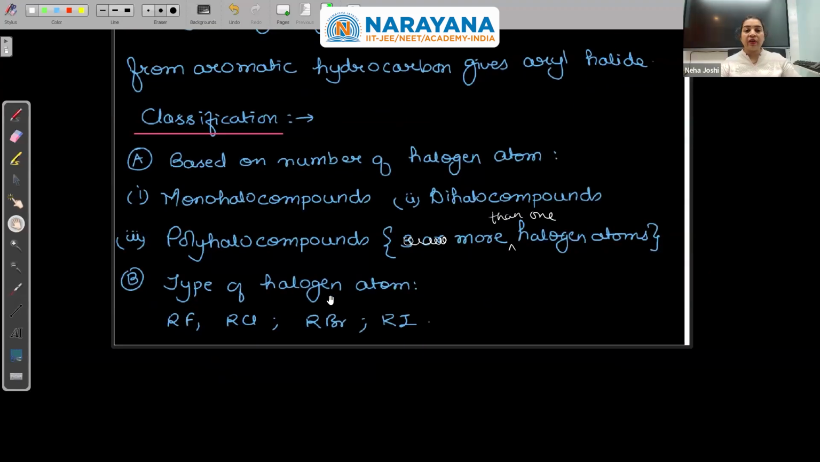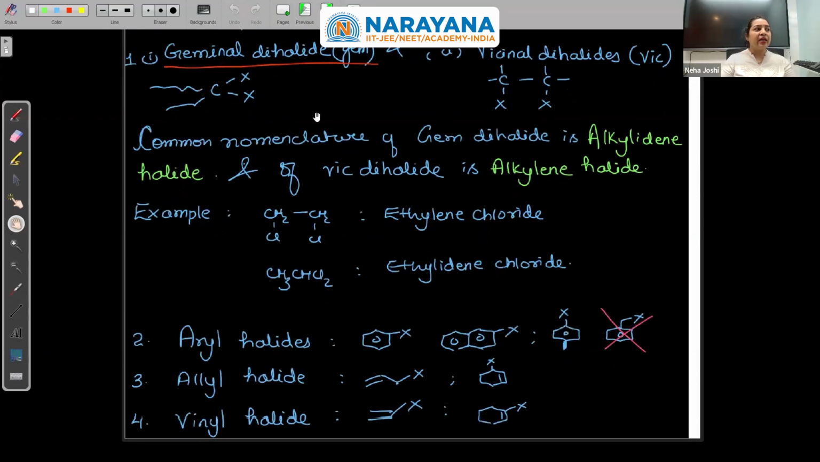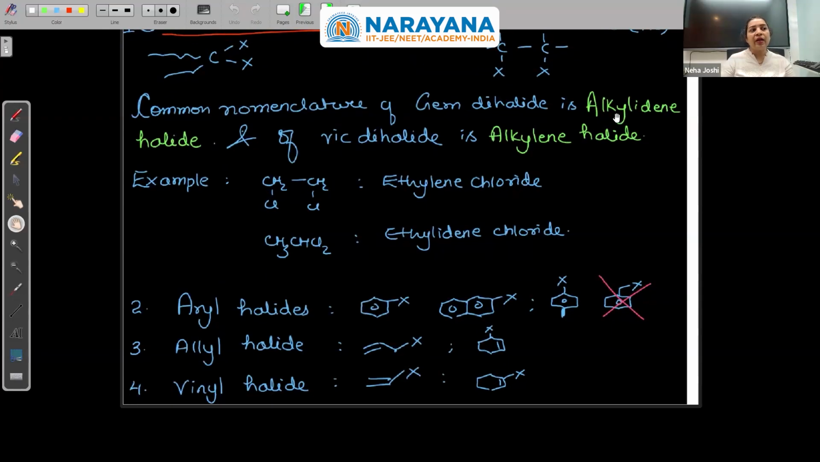Okay, then based on the type of halogen we have classification: alkyl fluoride, alkyl chloride, alkyl bromide, alkyl iodide. Some important terms that we'll be using, and names may also be required, like geminal dihalide. If I have two halogens on the same carbon, it is called geminal dihalide or gem dihalide. Vicinal dihalide: when the two halogens are on adjacent carbons. The common nomenclature of gem dihalide is alkylidene halide. Please remember this. We don't call it dihalide.